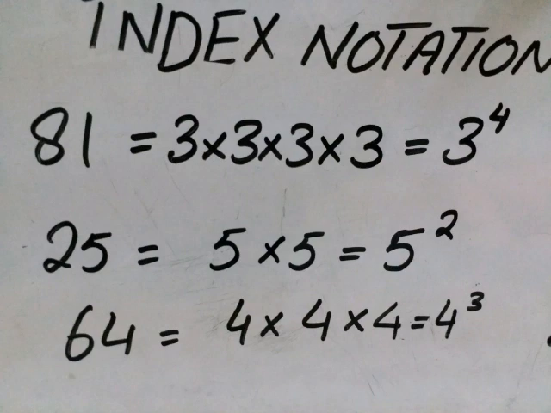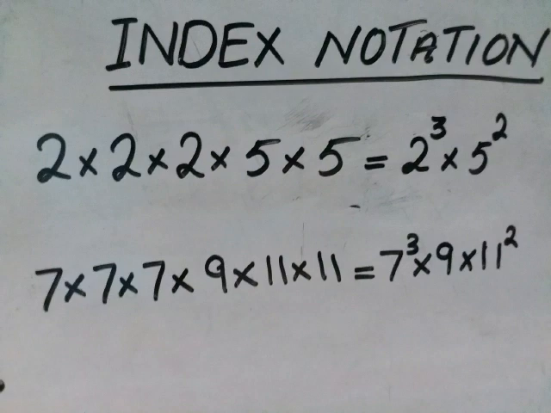When we multiply 5 two times by itself, we get 25. It can be written as 5 to the power of 2 or square of 5. When we multiply 4 three times, we get 64, and it also can be written as cube of 4 or 4 to the power of 3.